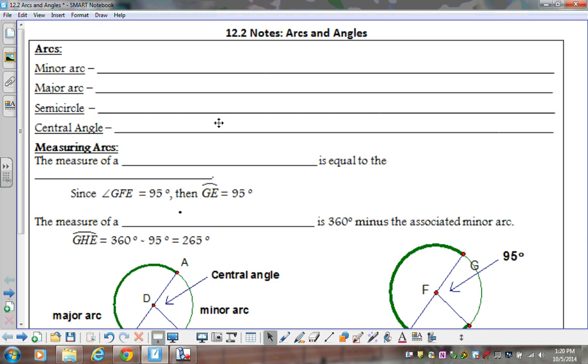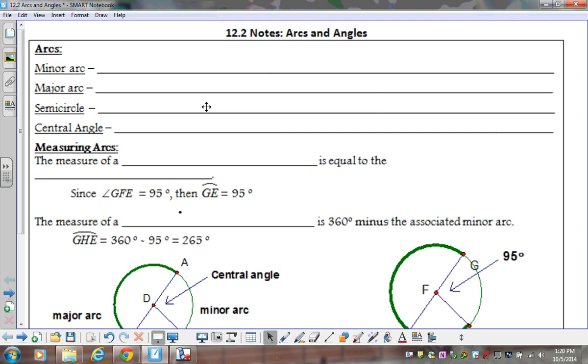We're going to continue on with circles today. In 12.1 we reviewed some basic properties of circles, the pieces inside a circle: your center point, your radius, your diameter, your tangent, your secant, your chord, all of those different pieces. Today we're going to focus a little more on angles, more specifically the central angle, and then different types of arcs.